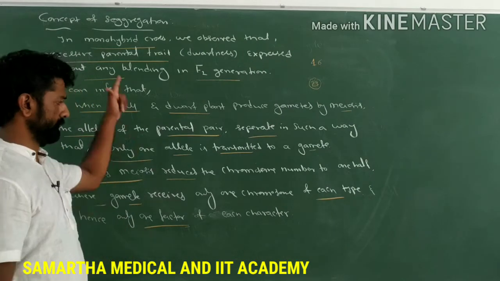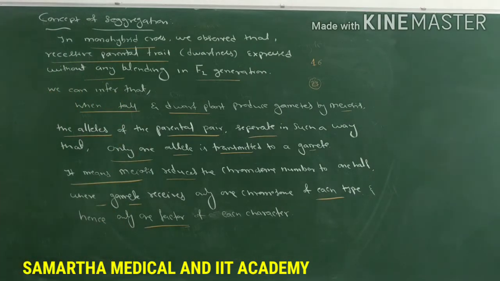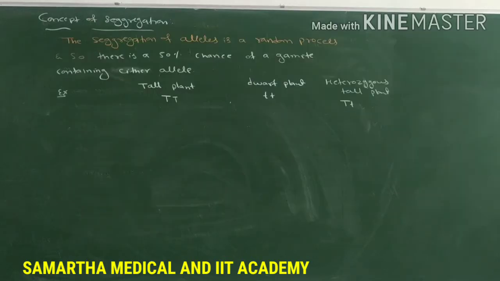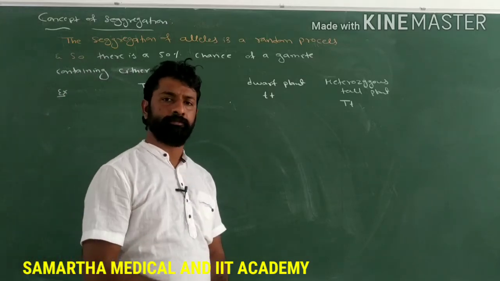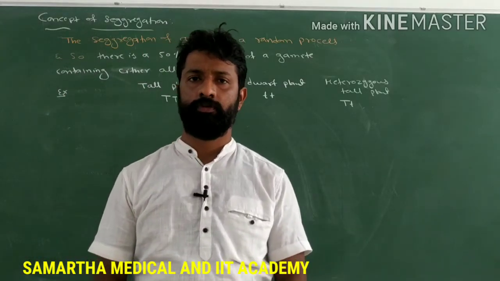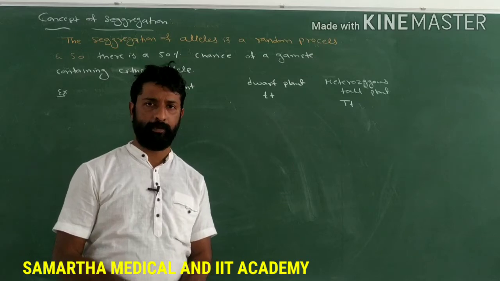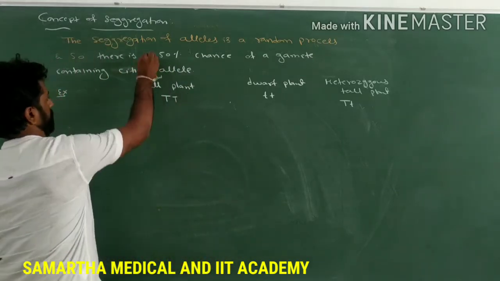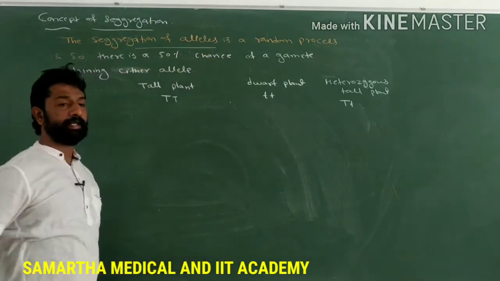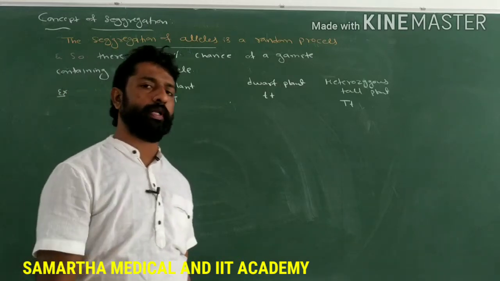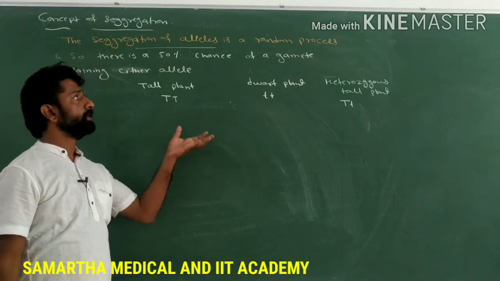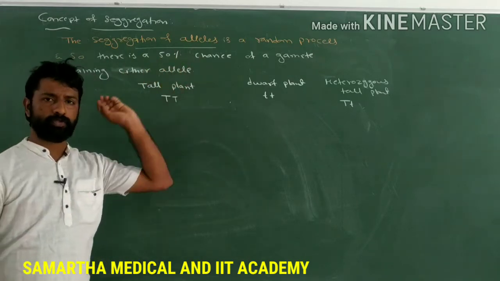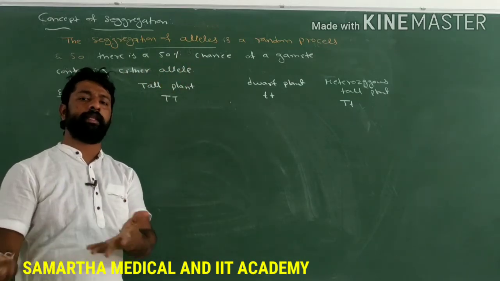Before that, make a note of these points now. See how the segregation of alleles takes place during the meiosis process while forming the gametes. So segregation of alleles is a random process. It is not a controlled one and it is not a prescribed way. So it is a random process in which alleles can get segregated in any manner.